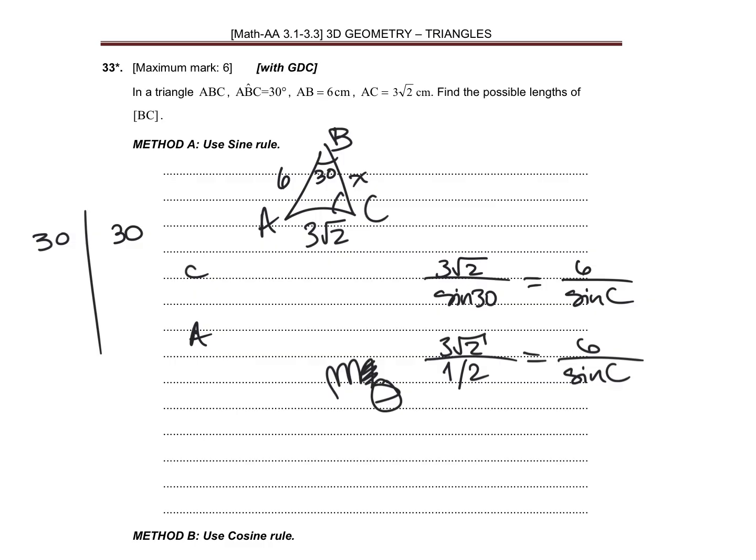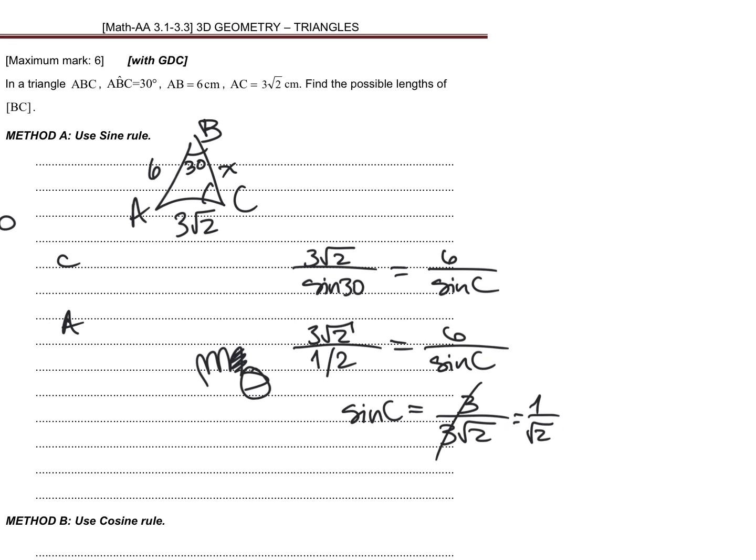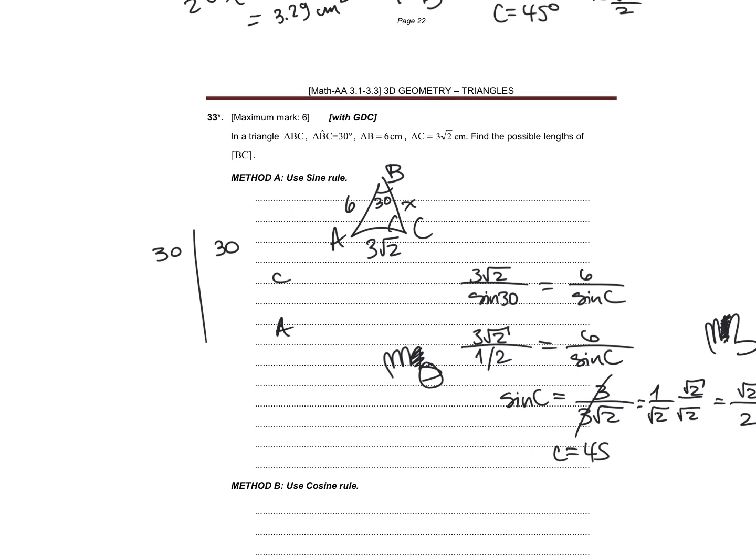So if we cross multiply and divide, we're going to get sine C equals 3 over 3 root 2, which is 1 over root 2, which is, when you multiply by root 2 over root 2 to rationalize the denominator, root 2 over 2. Okay, so sine is root 2 over 2 here at 45. And 180 minus 45 is 135. And then these must add up to 180, just like last time.